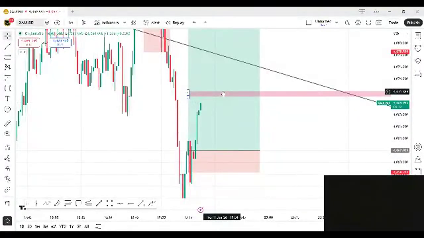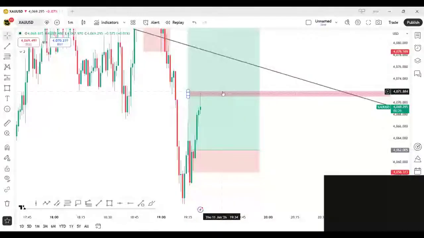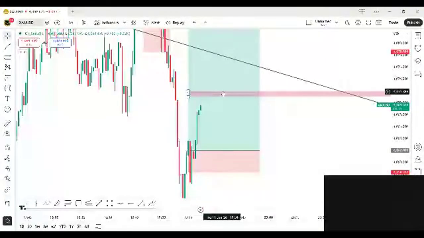A very important area, guys. Always remember this area 4072. If the market will not break this area, then again we have the same bearish trend. But if we get above here, then we are heading towards a new setup.